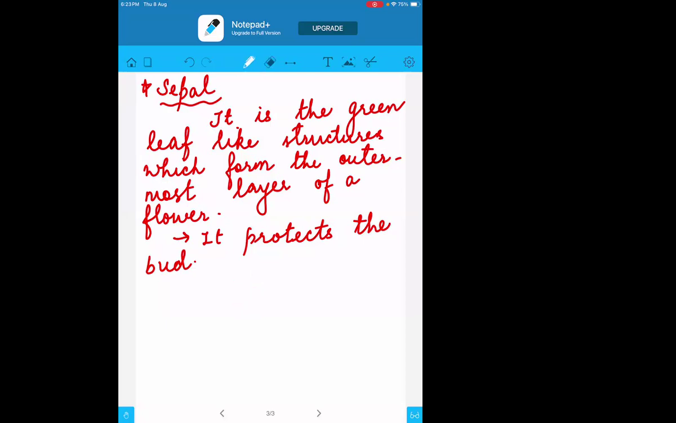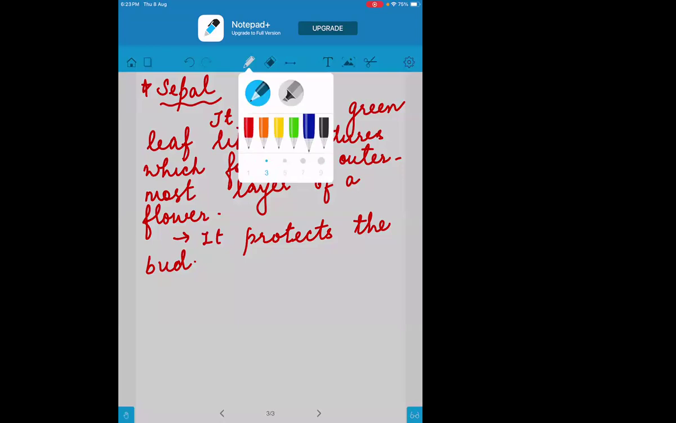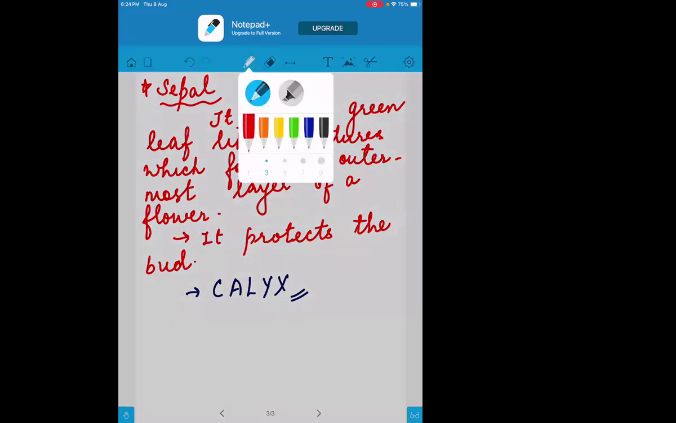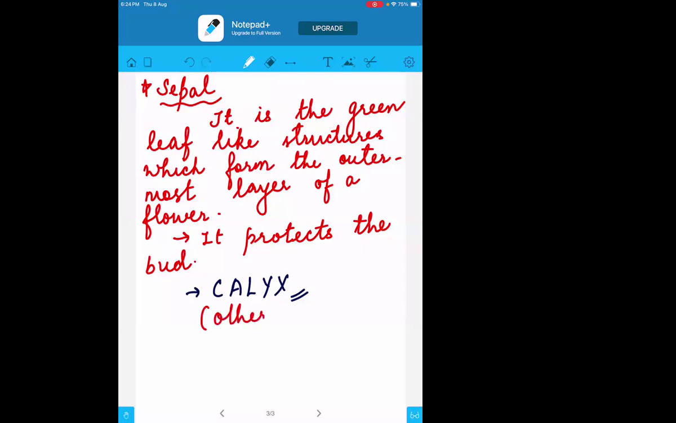And also very important, they have another name which is called calyx. Learn this, okay? The other name of the sepals is the calyx. So it is a green leaf-like structure which forms the outermost layer of a flower. It protects the bud and it is also called the calyx. So just write their other name. Other name of sepal is calyx.